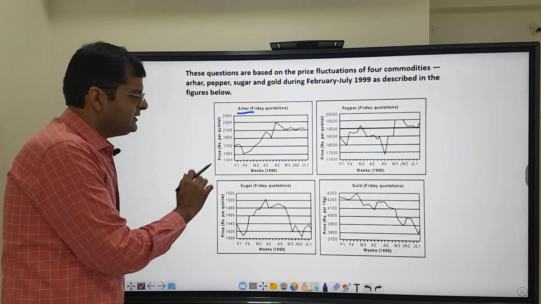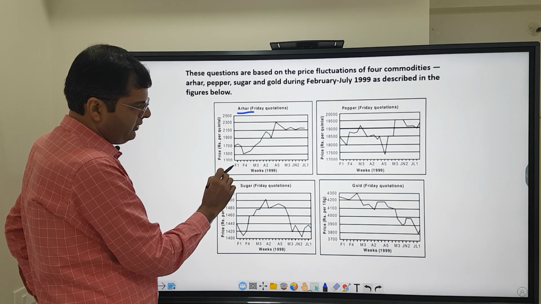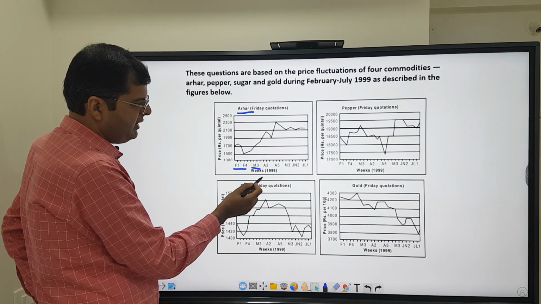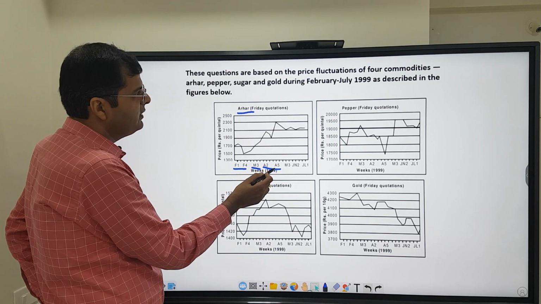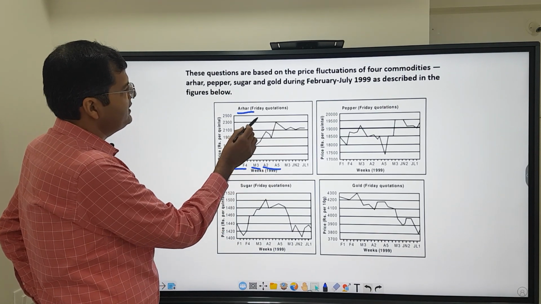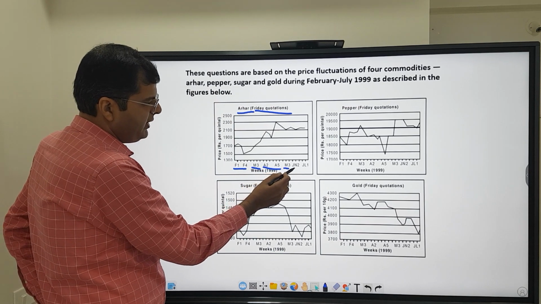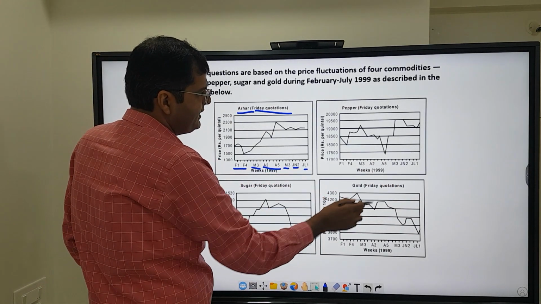So what I'll do is look at each of them. There are weeks over here. F1, F4 should mean February. M3 is March. Maybe A2 is April. A5 is like the 5th Friday of April, because everything is a Friday quotation. Then May, June and July. Something like that. So all this data is given like this.